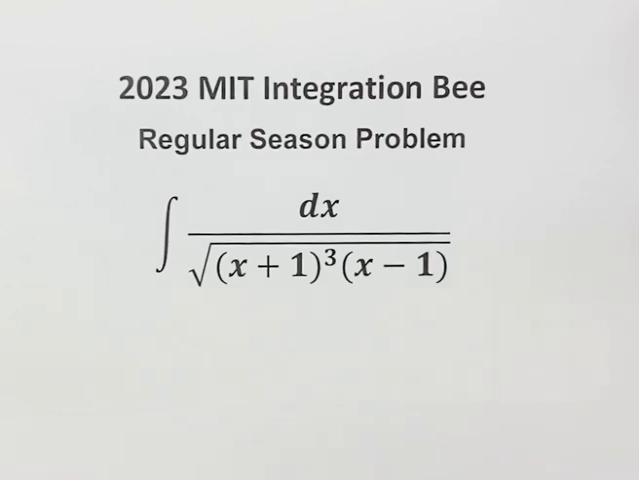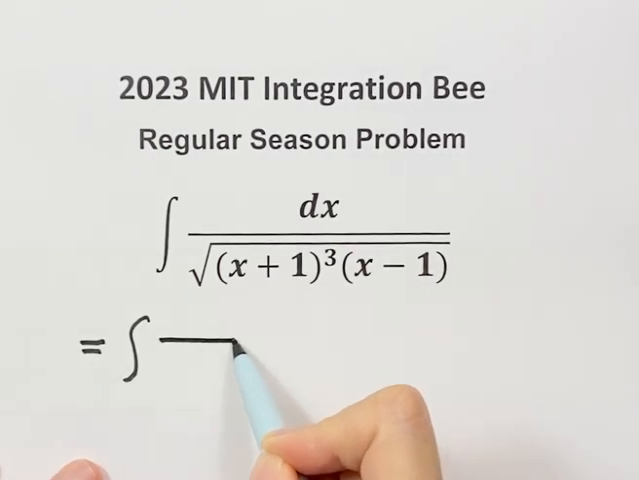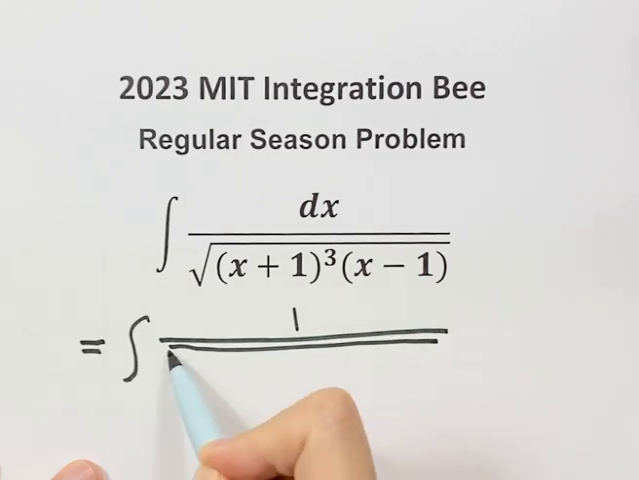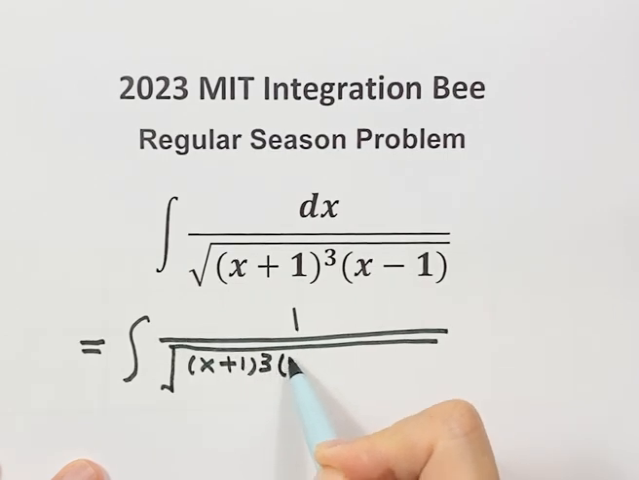In this video, we'll be evaluating the integral from the 2023 MIT Integration Bee. First, let's simplify the denominator. So then here we have, then top, we have 1. Then here, the bottom. Then here we have (x+1)^3. Then here, x minus 1.